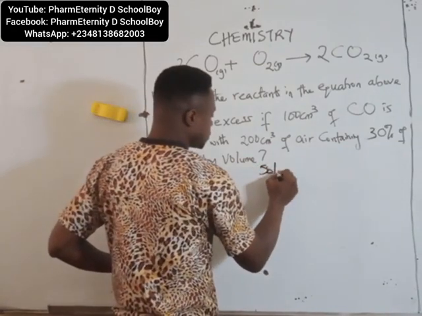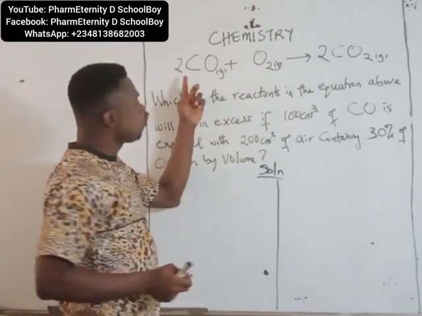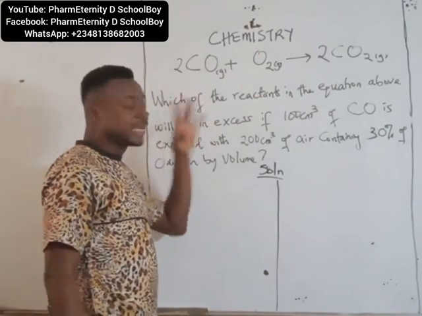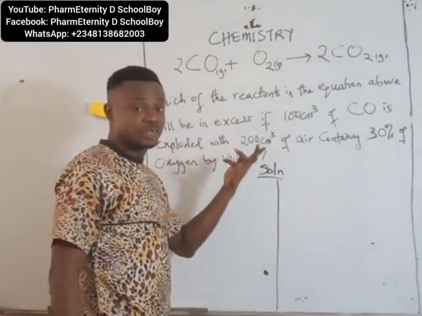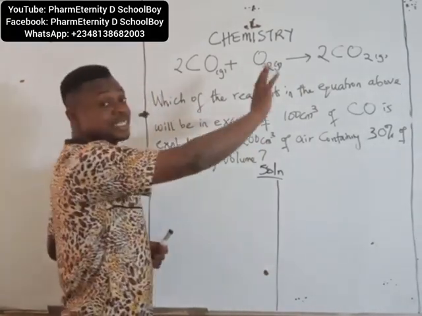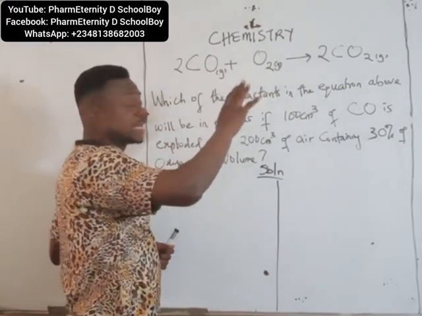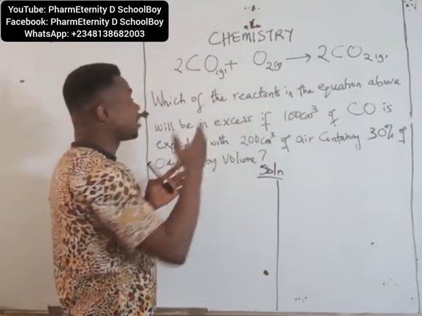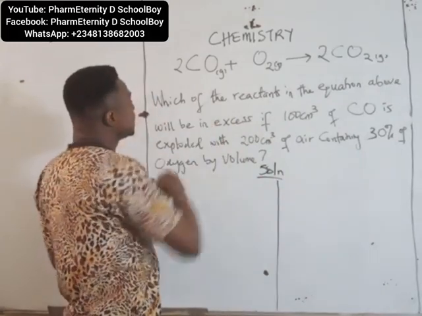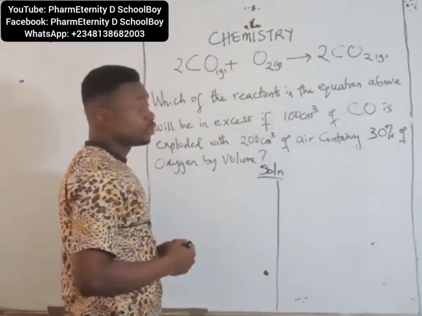Solution. Here is the equation of the reaction. This question talks about Gay-Lussac's law of combining volume. According to the law, irrespective of the amount of the reactant that was presented for the reaction, the actual volume that will react depends on the ratio of the combination of the two reactants.